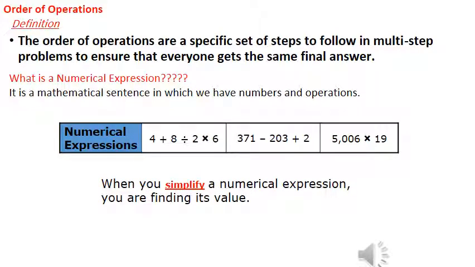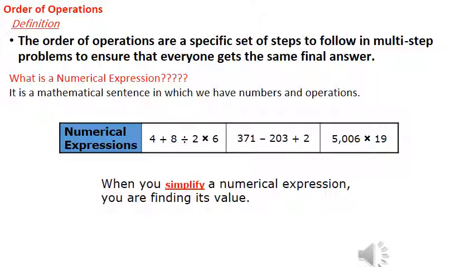The order of operations is a specific set of steps to follow in multi-step problems to ensure that everyone gets the same final answer. So what is, first of all, a numerical expression? It's a mathematical sentence in which we have numbers and operations together. Numerical expressions like 4 plus 8 divided by 2 times 6, this is one of the expressions. And when you simplify a numerical expression, you are finding its value. The value should be the same for all of us.